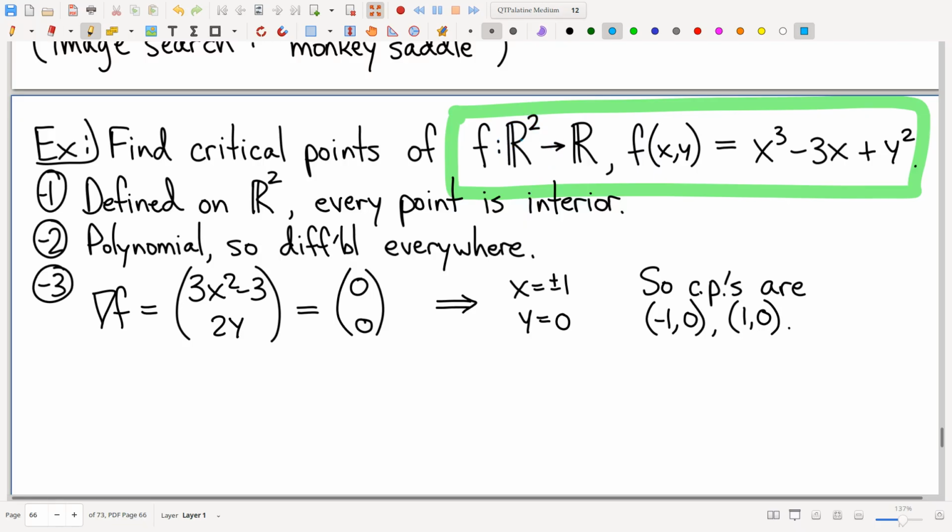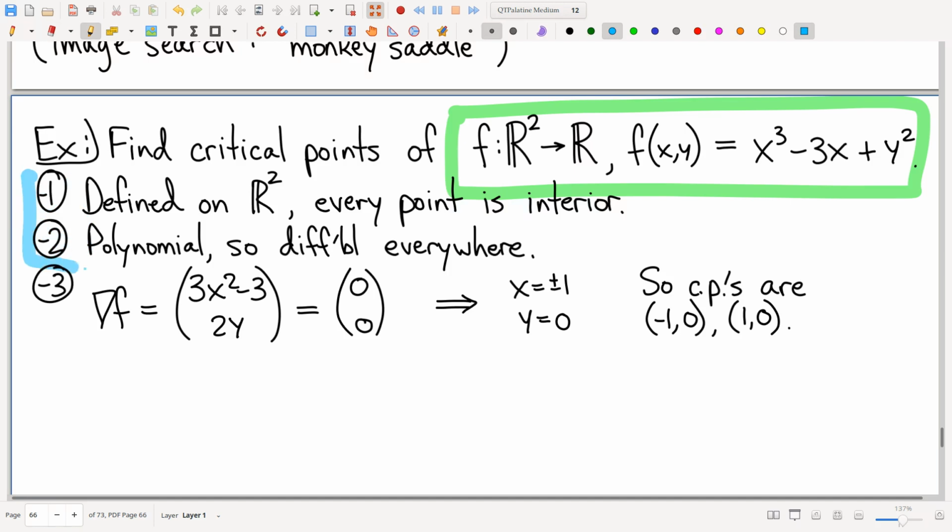Our responsibility is resolved. Next, we have to look at this function and ask, where does this function fail to be differentiable? That's a polynomial. Polynomials are differentiable everywhere. Again, sweet. We did our duty. We didn't find any critical points based on either of these conditions.